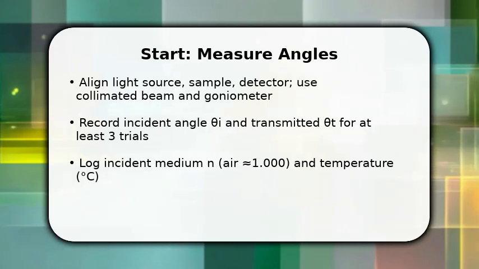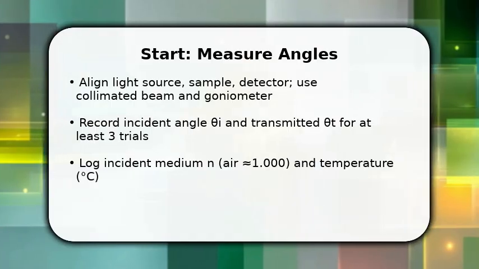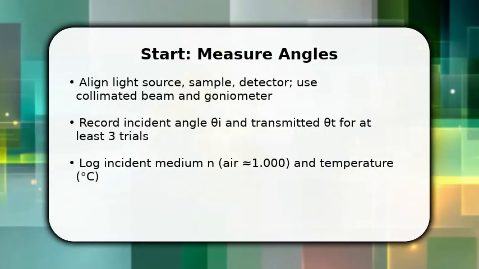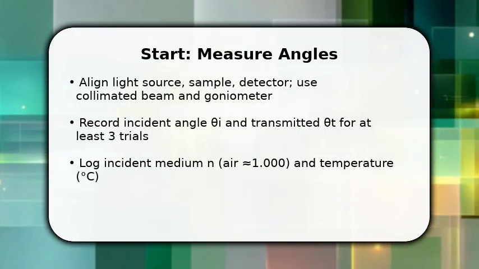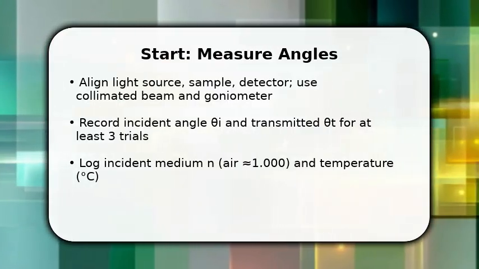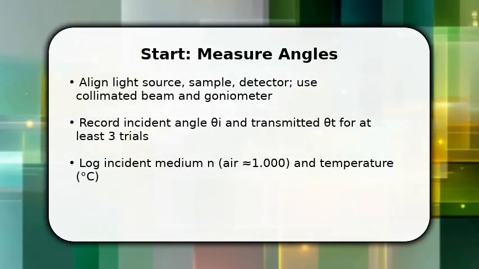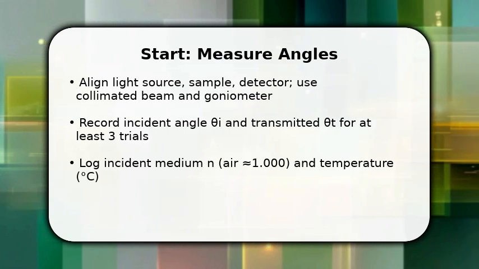Measure the incident angle and transmitted angle with a goniometer, and repeat for at least 3 incident angles to average out noise. Make sure to note the refractive index of the incident medium, usually air, n equals 1.000, and the temperature because n depends on temperature. Once you've collected consistent angle readings, you're ready to apply Snell's law to derive an initial refractive index estimate.